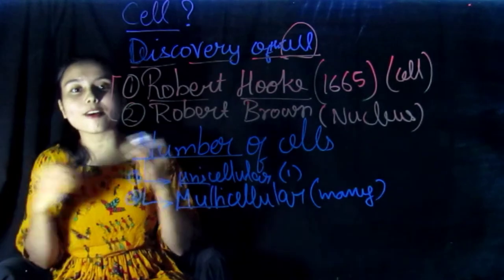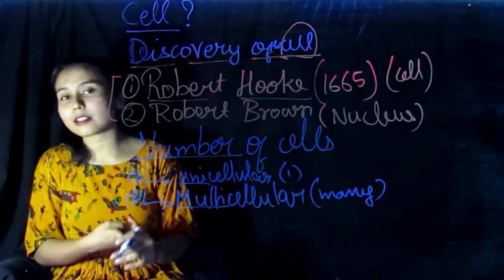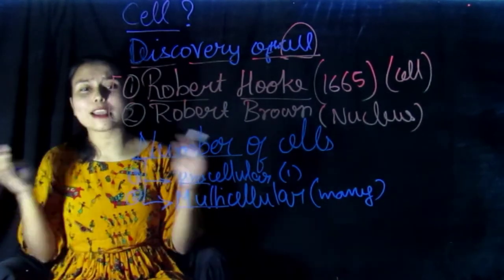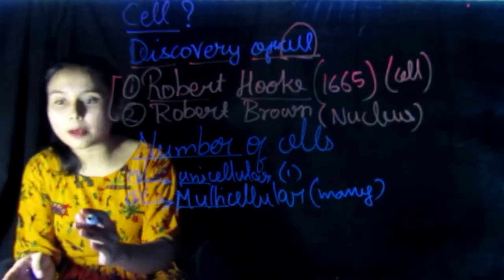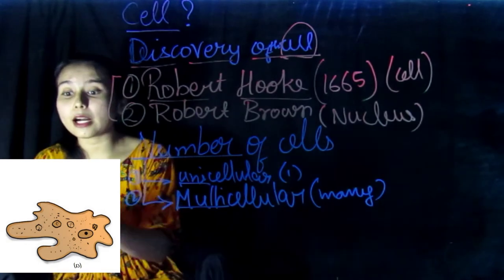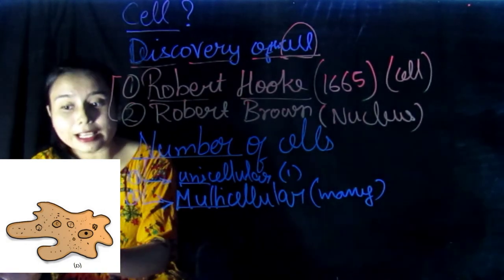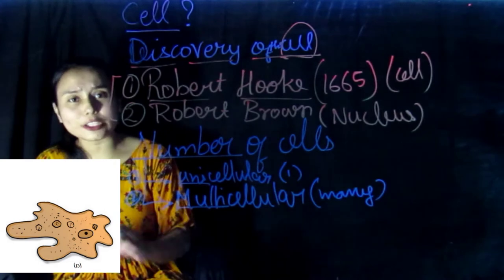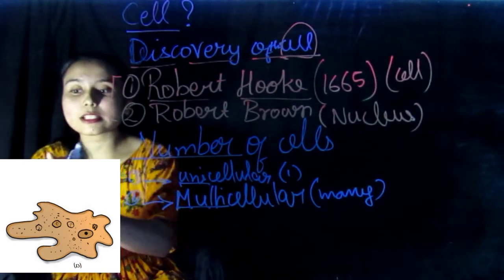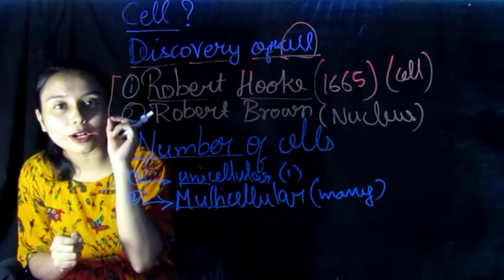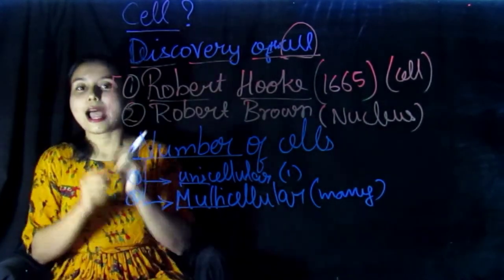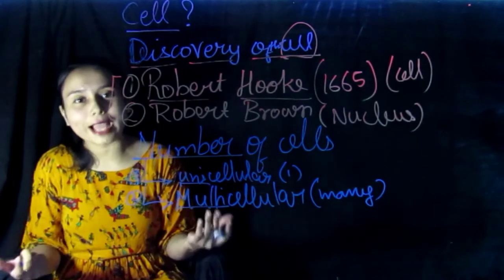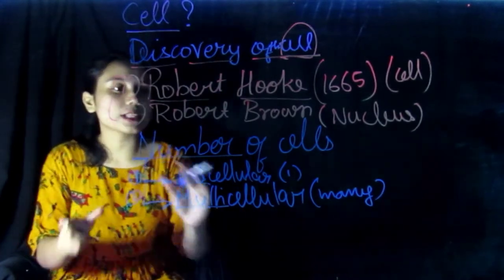Human beings have varieties of cells in the body. For respiration, we have different cells. For different organs, we have different cells. For assimilation, for digestion, everything, we have different cells. But in amoeba, as we can see in this picture, only one cell is present. In that cell, every function happens: respiration, assimilation, digestion, and everything. Those organisms are known as unicellular. And organisms with more than one cell are known as multicellular, for example human beings and all the animals and plants. Okay, so number of cells, I hope this is clear.